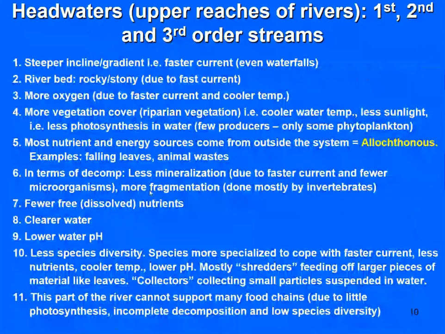Right, let us look at this page and just see if I've covered everything. I think I have. There's the word allochthonous, and maybe I can just mention here that this part of the river doesn't support a huge amount of diverse food chains, and this is because of the lack of photosynthesis in the river and the incomplete decomposition, and also the low species diversity, because those species that are here are very, very specialized, and therefore you can't find a lot of them.